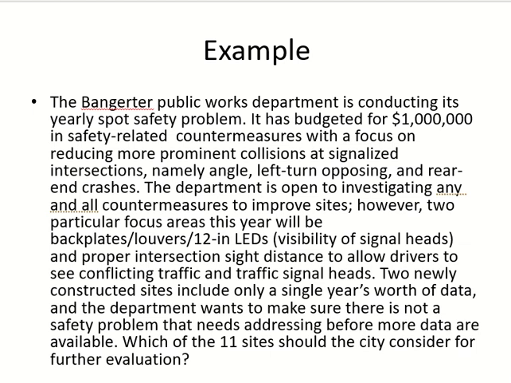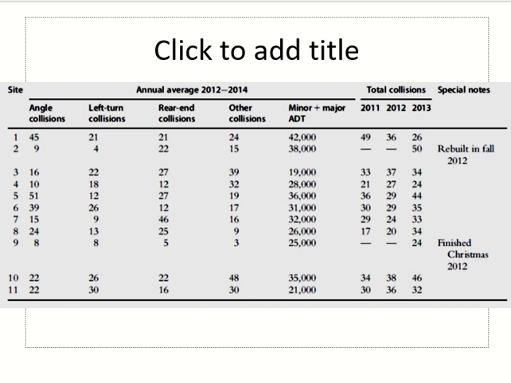In the data which they have, there are 2 new sites, 2 intersections which are just constructed. They have the data for 11 sites. I'll show you the data. This is the data. Okay, so they have 11 sites, and 2 of them are new: site number 2 and site number 9. The other 9 sites are old, and they have the data for 3 years.